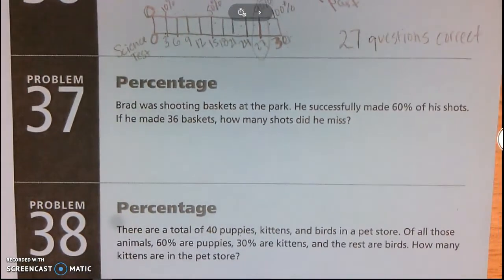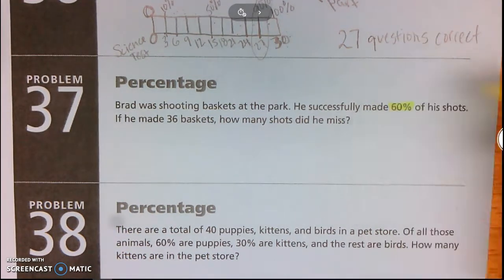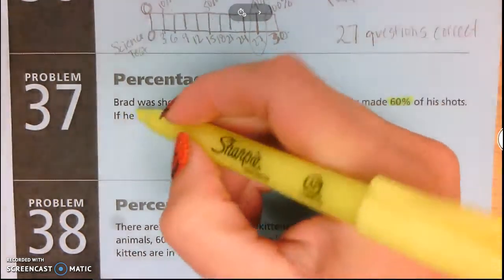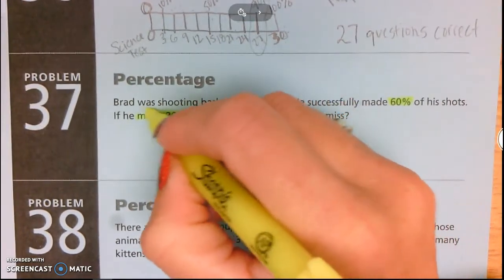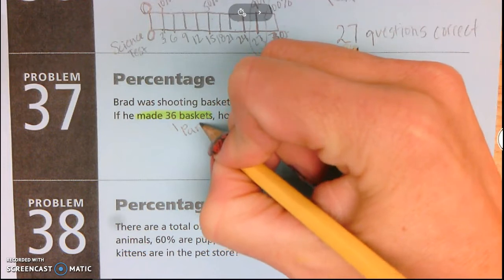All right, number 37. Brad was shooting baskets at the park. He successfully made 60% of his shots. If he made 36 baskets, how many shots did he miss? Ooh. So a couple of things I notice. I have a percent here. 60% is what I'm looking for. I know he made 36 baskets, so that's my part.